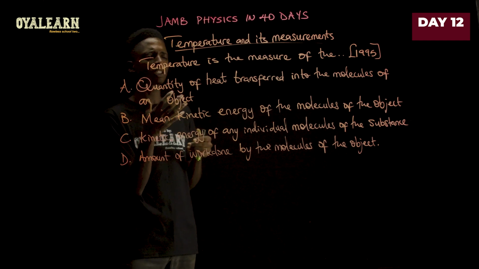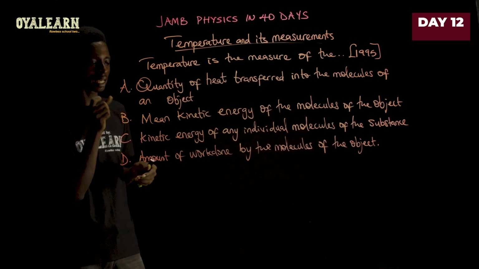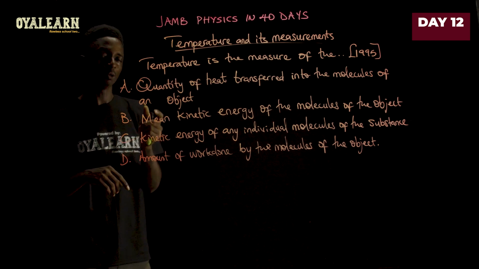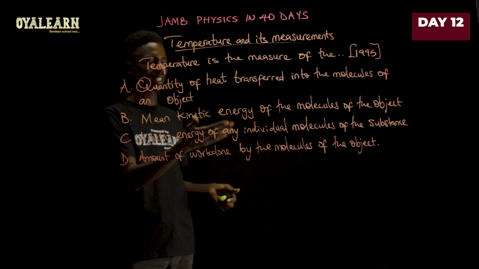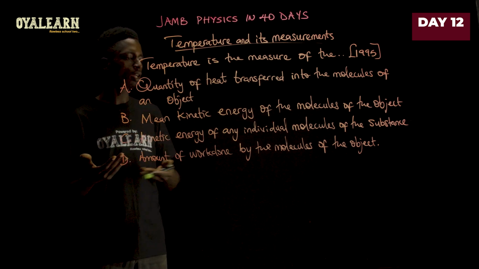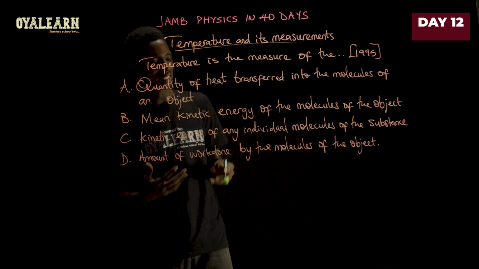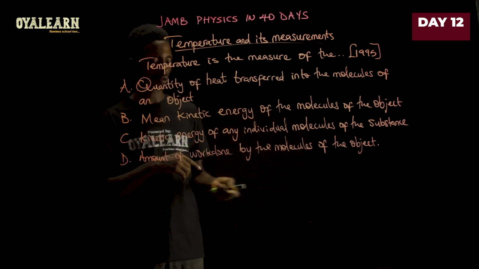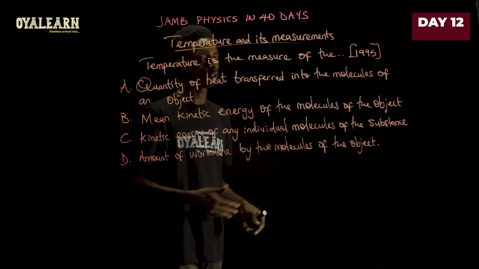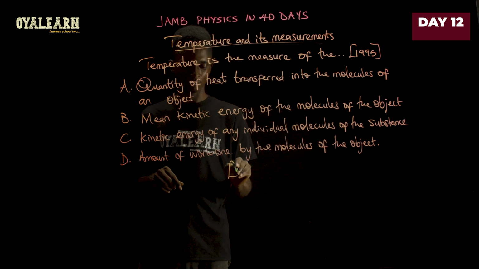So in option A, we have the quantity of heat transferred into the molecules of an object. That does not define temperature. Now B says mean kinetic energy of the molecules of the body. Now another word for mean would be average. So it is similar to saying average kinetic energy of the molecules of the object, which is just what we defined as temperature. But when you look at the other options, we have kinetic energy of any individual molecules. Now, in this case, it has to be average kinetic, not the entire kinetic energy of each of the molecules, right? So, in this case, it is wrong also. And then D is looking at the amount of work done by the molecules of the object, which also does not define temperature. So, yes, the only correct one here is option B.